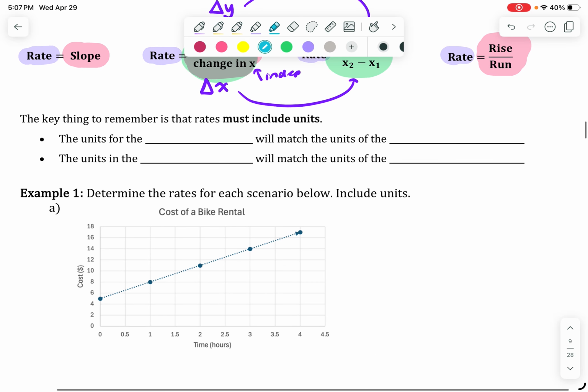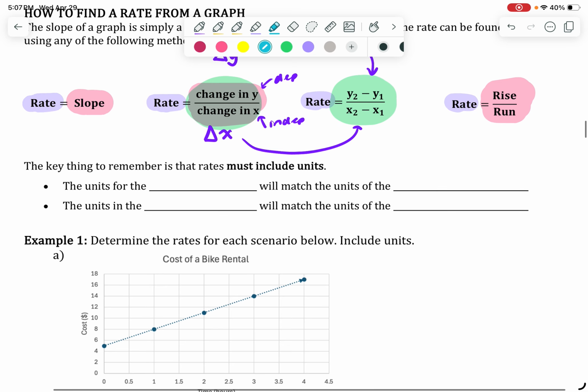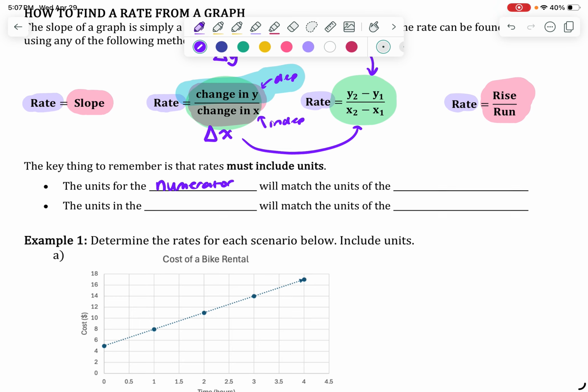But when we're calculating the slope, we need to make sure units are there. Now, the units are pretty simple. The units for my dependent or my y go at the top in the numerator. So the units for the numerator will match the units for my y variable. And in brackets, I'm going to write dep for dependent. And then similarly, my denominator will be units for my x, or my independent variable.